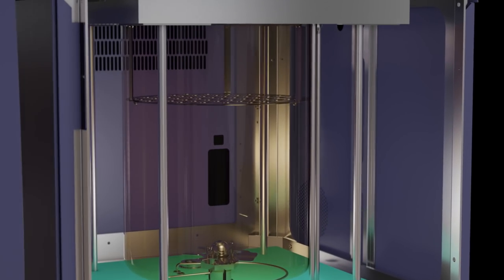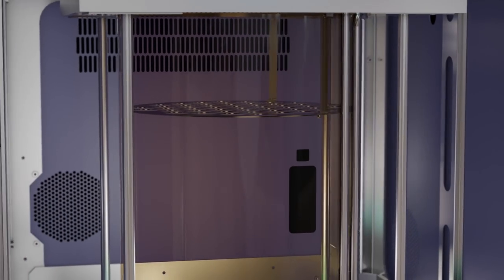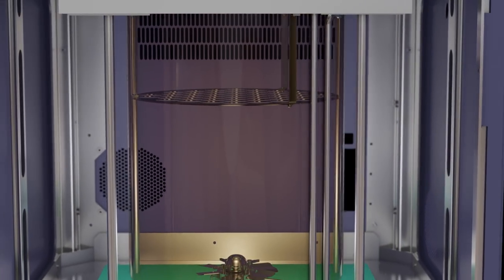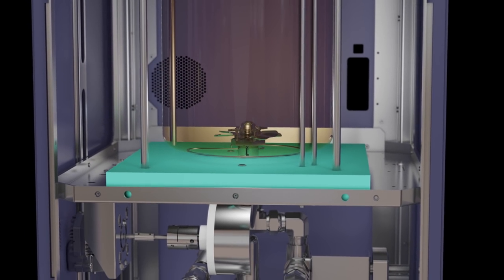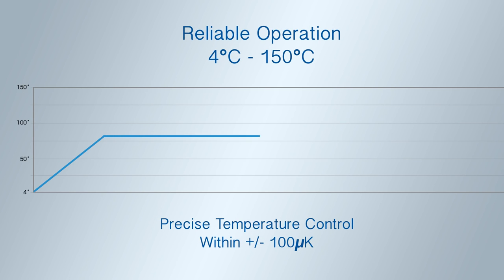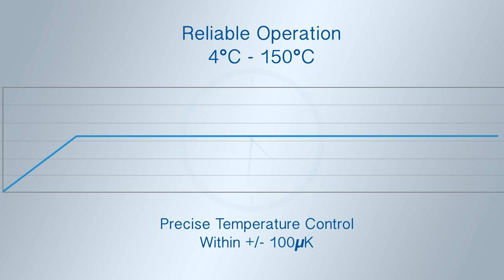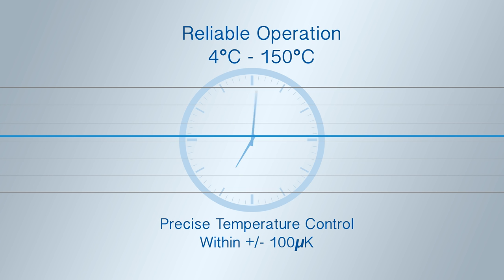At the core of the TAM IV is the liquid bath thermostat that provides swift, unrivaled temperature control and stability. The TAM IV can operate reliably from 4 degrees Celsius to 150 degrees Celsius, while maintaining precise temperature control to within plus or minus 100 microkelvin for over 24 hours.